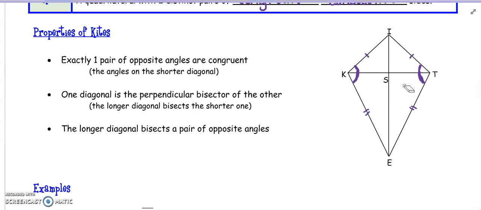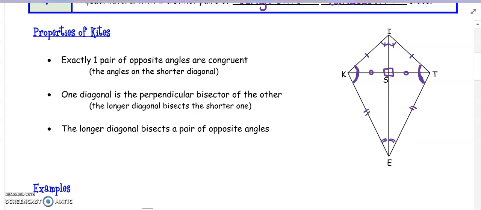The next one says that one diagonal is the perpendicular bisector of the other. The longer diagonal bisects the shorter one. So I'm going to see that I've got some right angles in the center here, and that these two pieces are equal to each other. And then the last property tells us that the longer diagonal bisects a pair of opposite angles, which means that these top two little angles are equal, and it means that these bottom two little angles are equal as well.